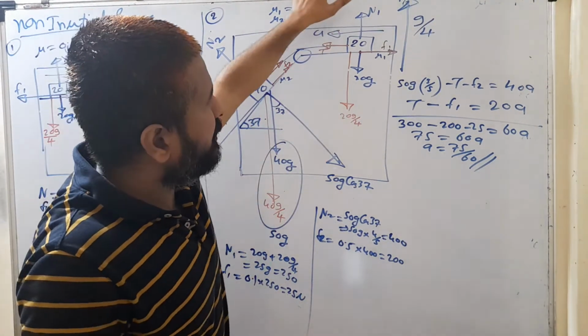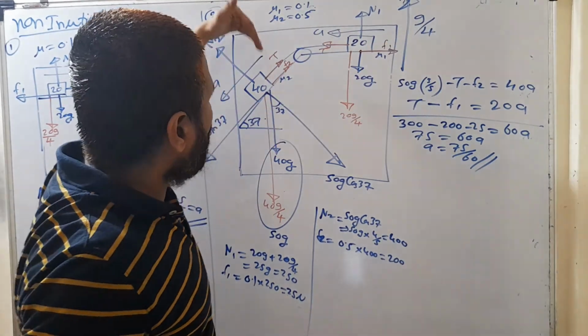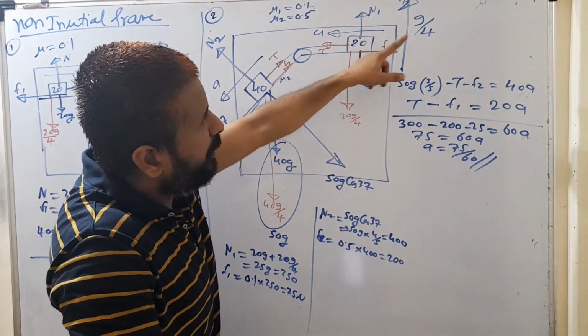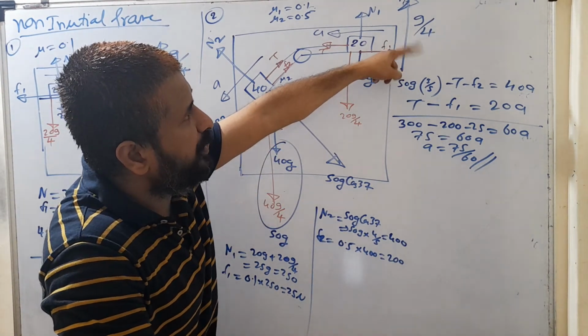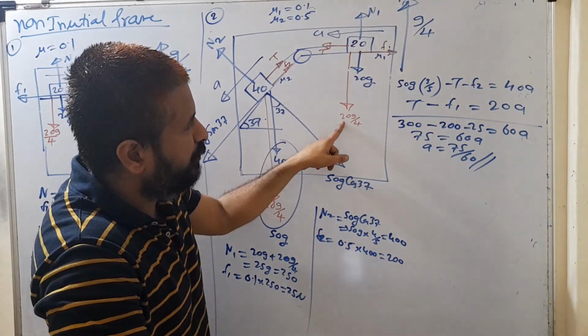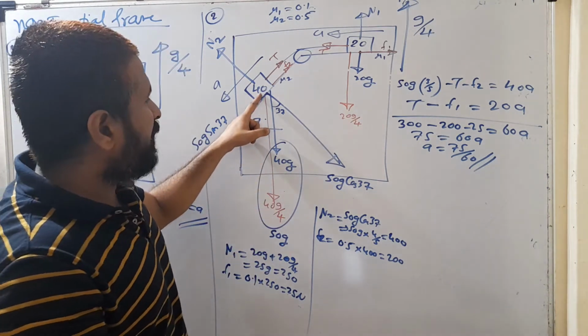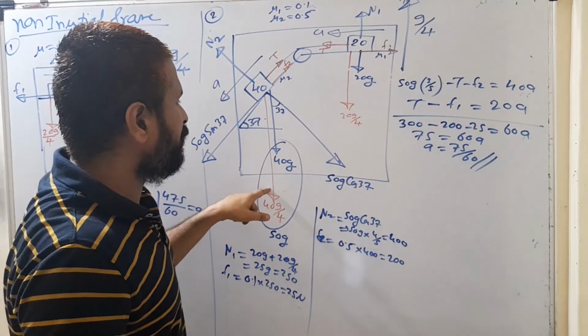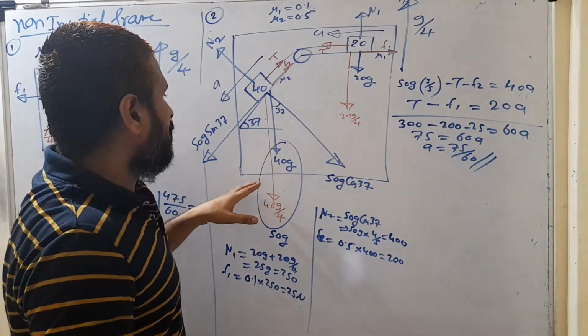So because this frame is accelerated upward with g by 4, on both the blocks, pseudo force will be acting. The value of pseudo force is what? Mass of the block into acceleration of the frame. Here acceleration is g by 4 and mass is 20. That's why pseudo force is 20 g by 4. Here mass is 40, the pseudo force is 40 g by 4. On both the blocks, the red force I have shown, that is the pseudo force. First I have shown the pseudo force.